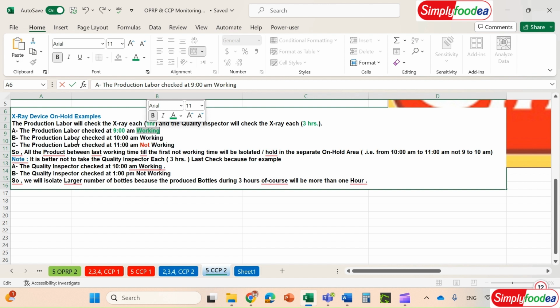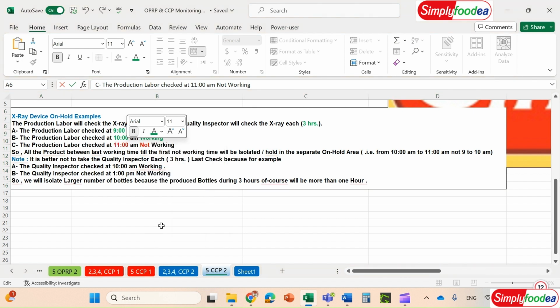So okay, after that at 10 a.m. it was also working, so now everything is fine. How is it working? The metal detector, oh sorry, the X-ray is recognizing all the tickets and distinguishing all the cards, or all the inspection cards for the X-ray. But at 11 a.m., the device was not working.